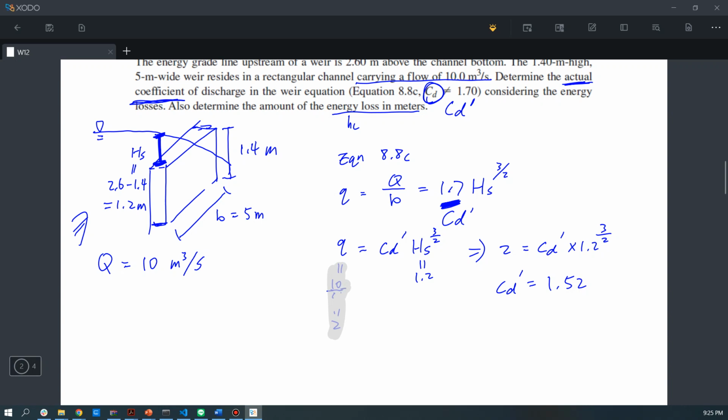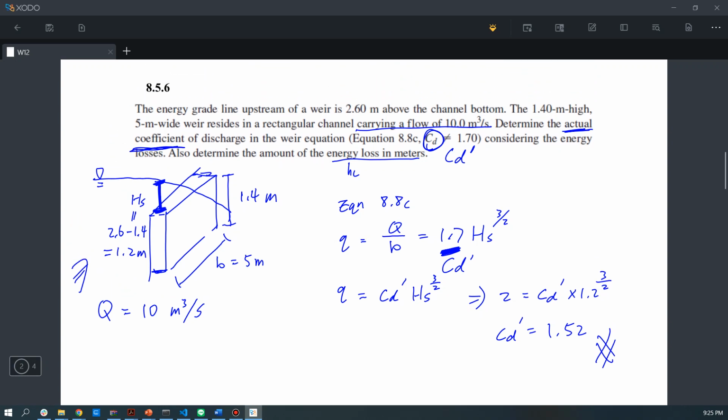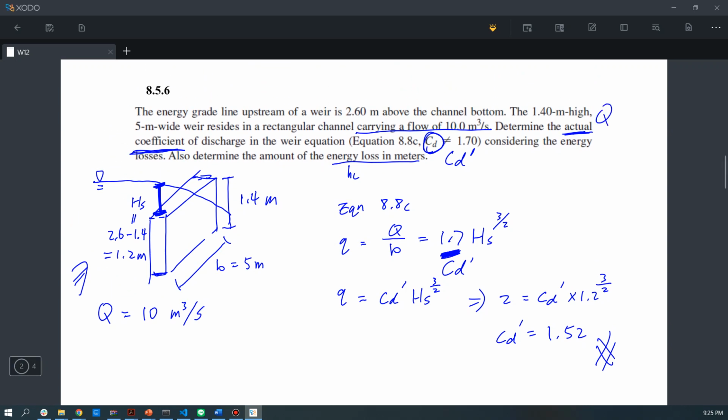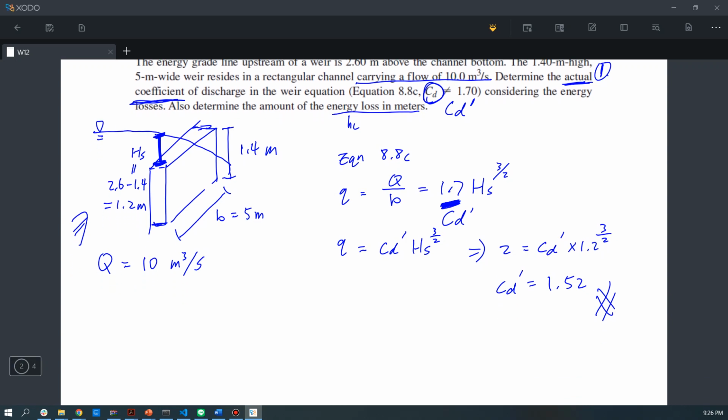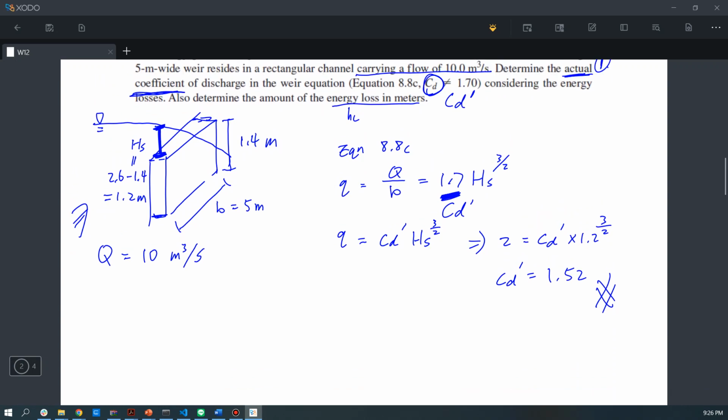Okay, let me erase this. So this already answered the first question. What is the actual coefficient of discharge in this weir? Then we can move on to solve the second thing, which is the energy lost in this problem.